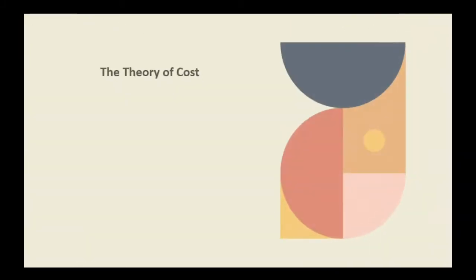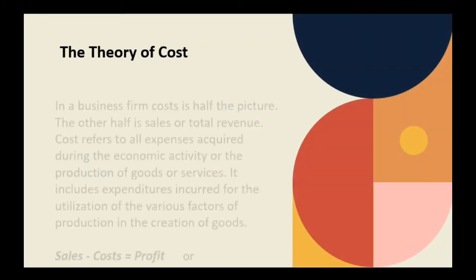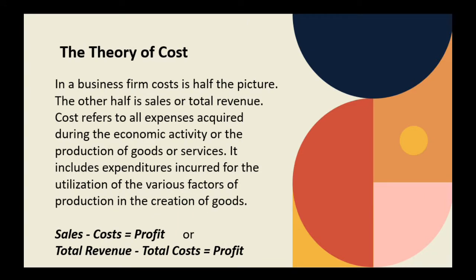Let's proceed with the theory of cost. In business terms, cost is half the picture. The other half is sales, or total revenue. Cost refers to all expenses incurred during the economic activity or the production of goods and services. It includes expenditures incurred for the utilization of various factors of production in the creation of goods. Therefore, sales minus cost is equal to profit, or total revenue minus total cost is equal to profit.